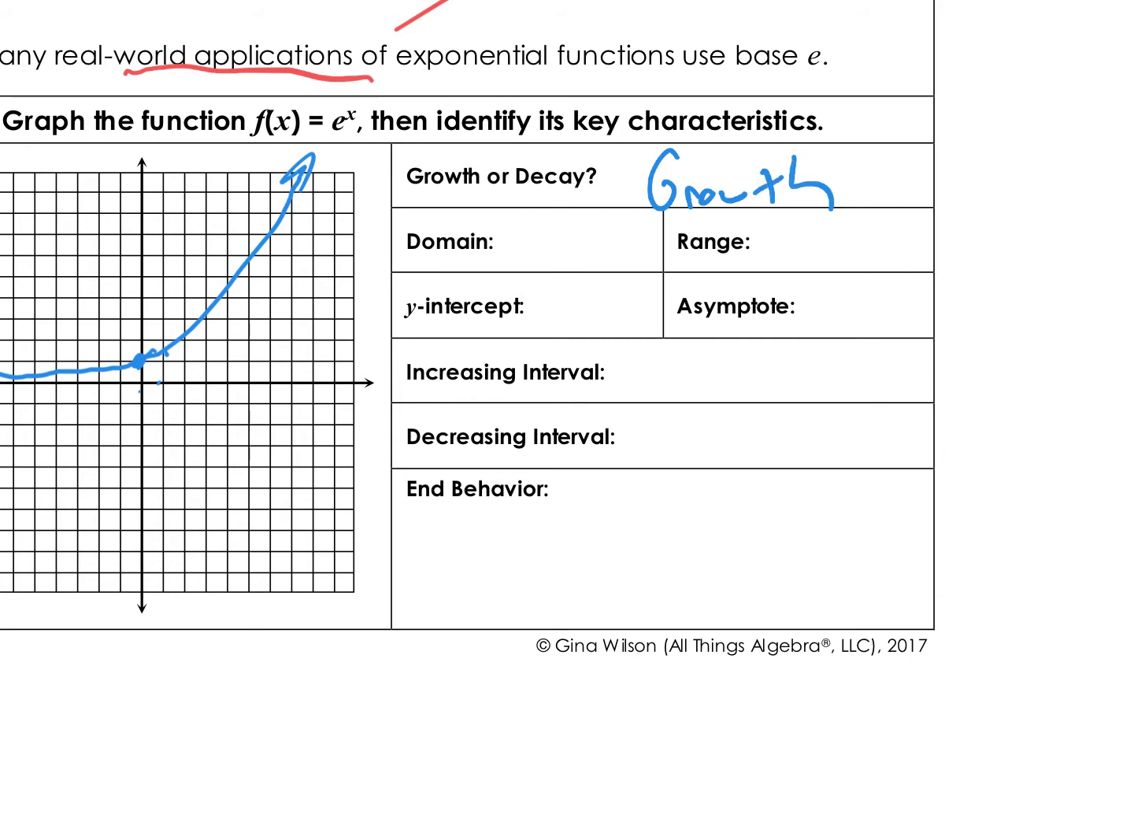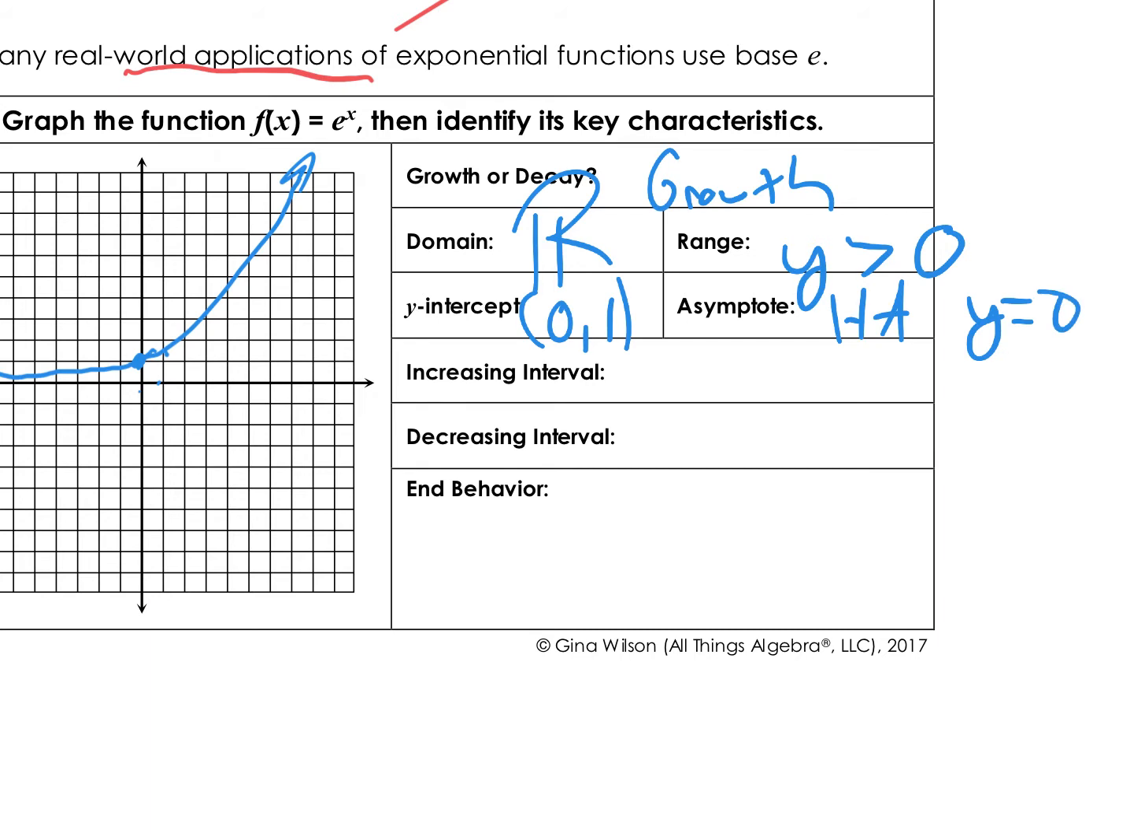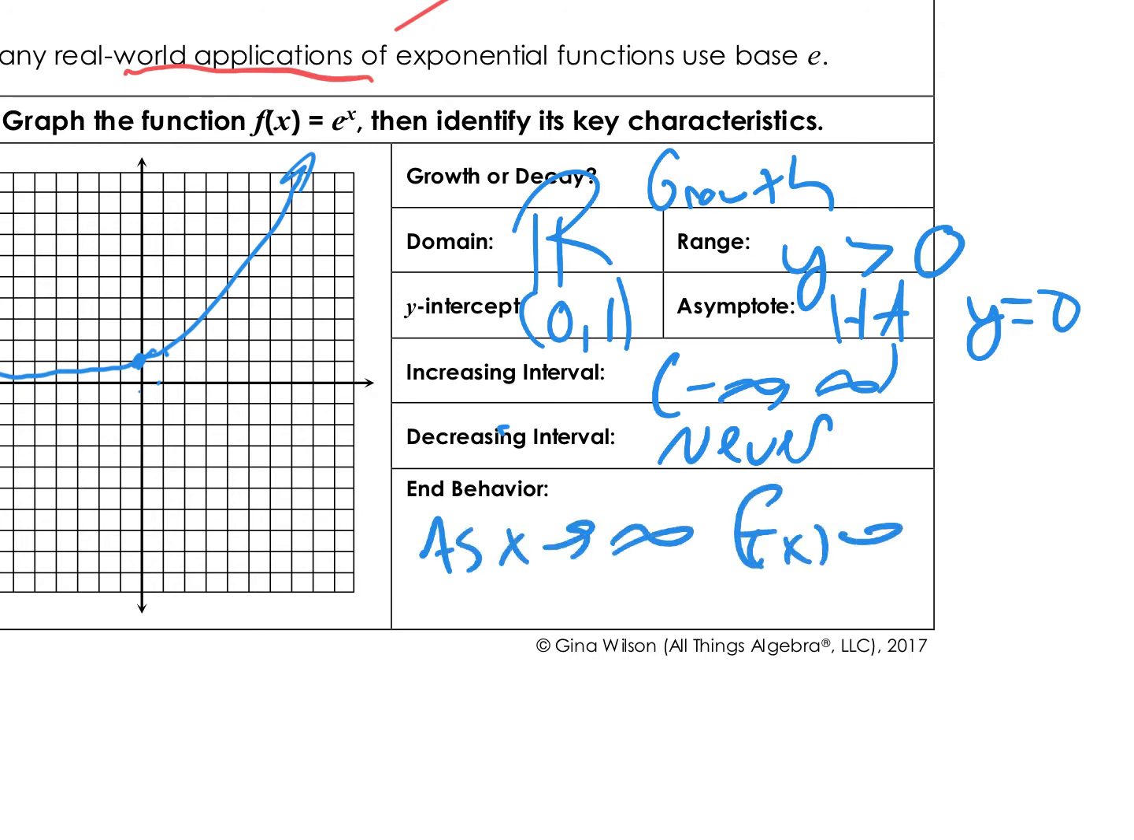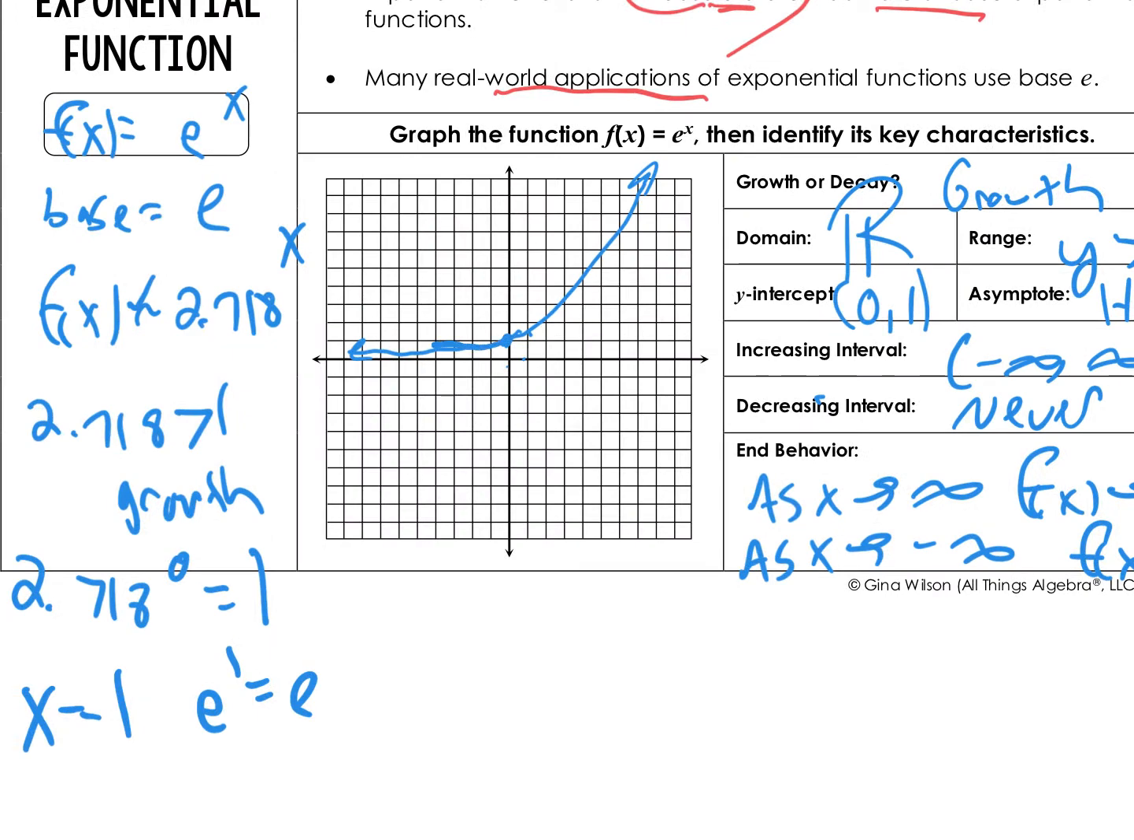Growth. Domain is all real numbers. Range: y is greater than 0. 0, 1 is my y-intercept, and the horizontal asymptote still is y equals 0, and it increases everywhere from negative infinity to infinity, and this one never decreases. As x approaches infinity, to the right forever, f of x approaches infinity, goes up forever. As x approaches negative infinity, that's to the left forever, f of x approaches 0.